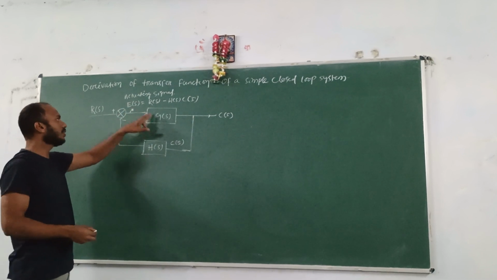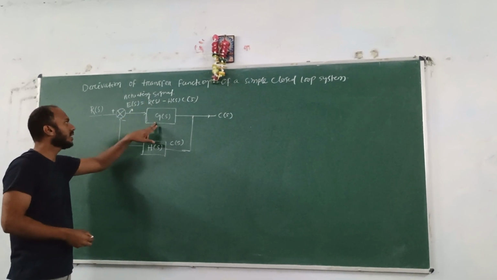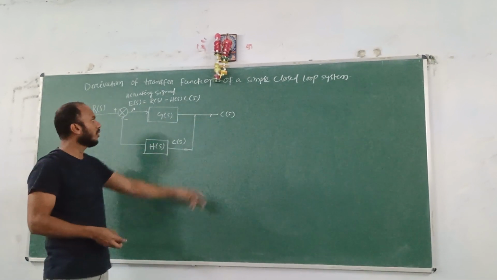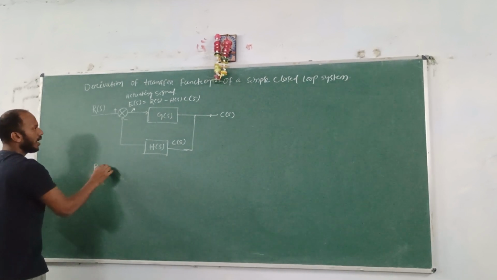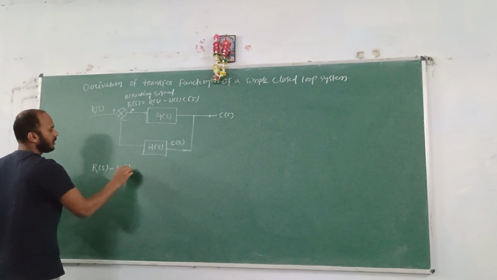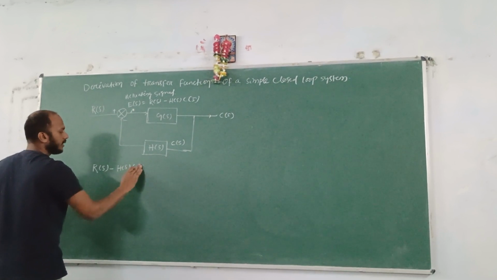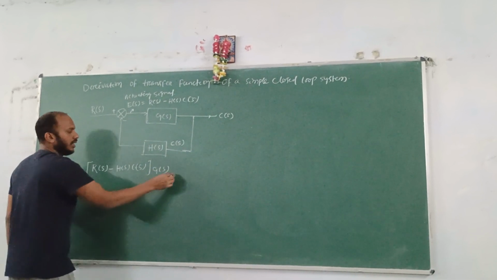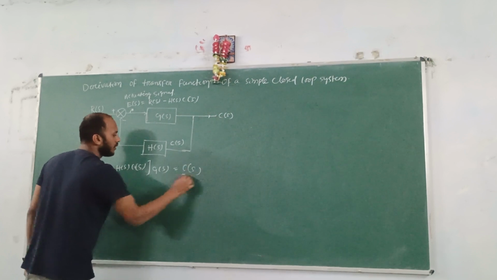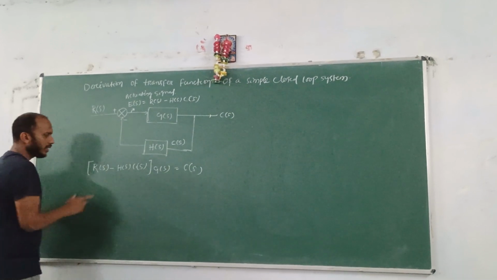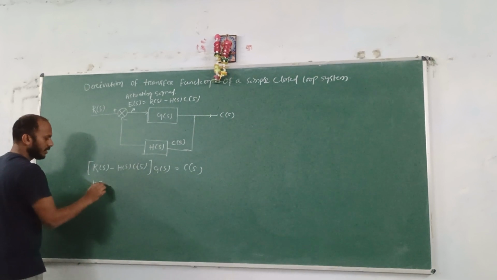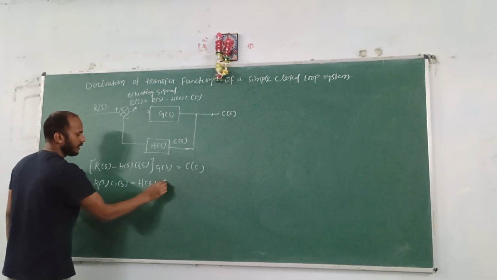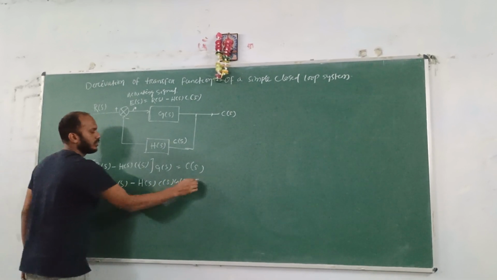As this gain and this gain are in cascade connection, when we multiply these two, we get the value of the output. So when I multiply R(S) minus H(S) into C(S) with the forward path gain G(S), I get the value C(S). So R(S) multiplied with G(S), minus H(S) into C(S) into G(S), is equal to C(S).